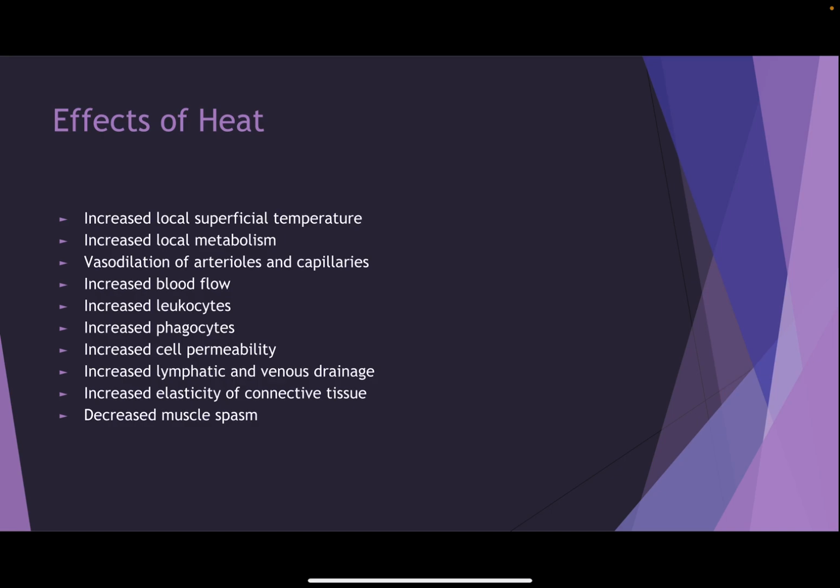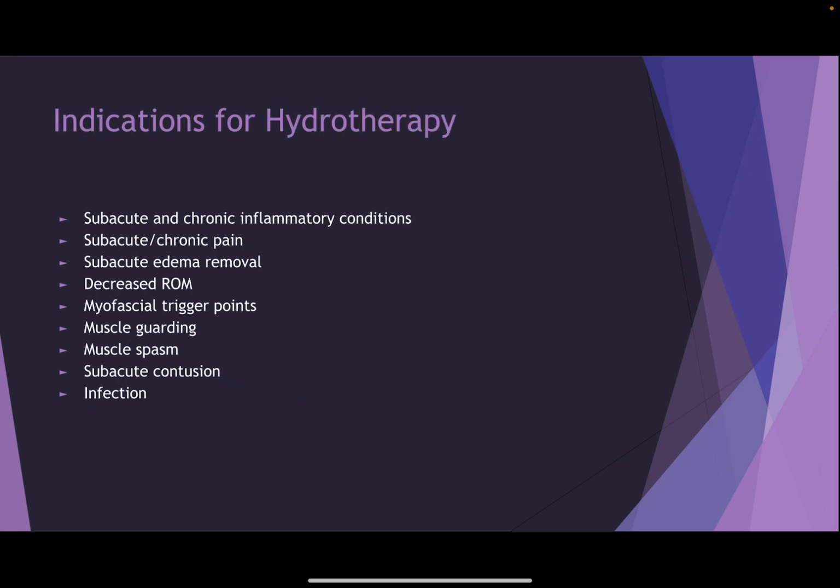So the effects of heat include increased local superficial temperature, increased local metabolism, vasodilation of arterioles and capillaries. As I mentioned vasoconstriction for the cold, vasodilation just means that the radius of the arterioles and capillaries become wider. Increased blood flow, increased leukocytes, increased phagocytes, increased cell permeability, increased lymphatic and venous drainage, increased elasticity of connective tissue, and decreased muscle spasms.